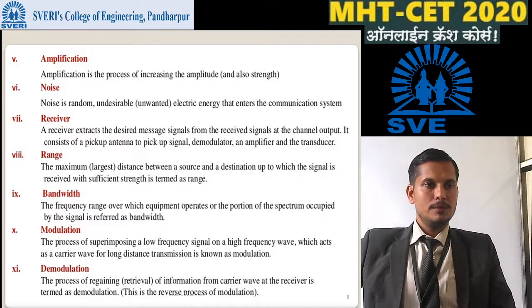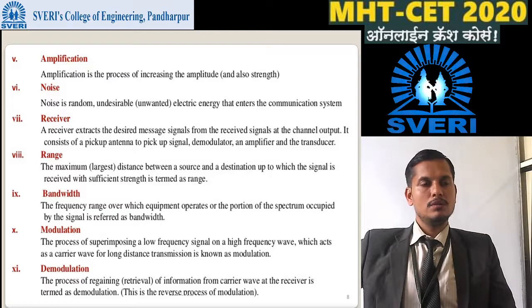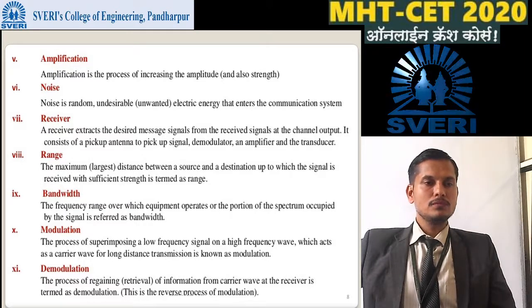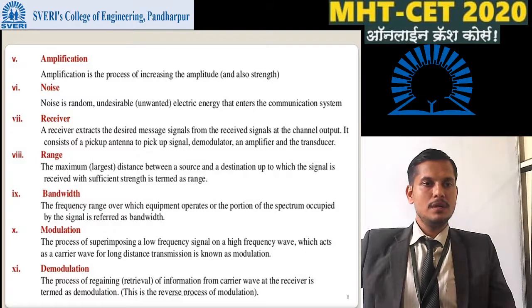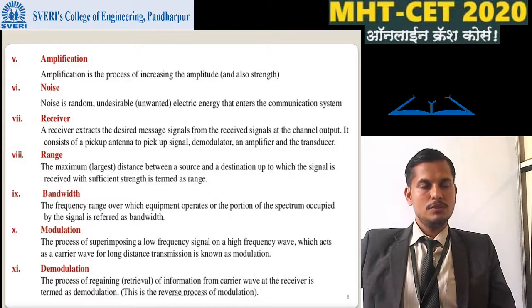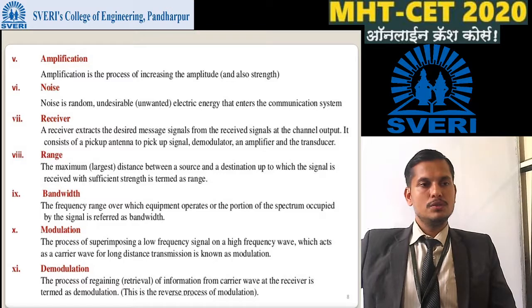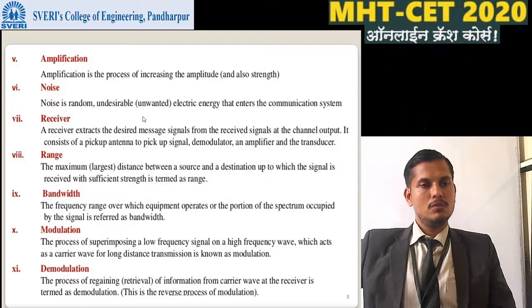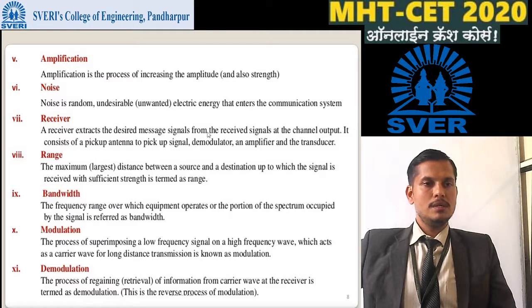Next, amplification. Amplification is the process of increasing the amplitude and also strength. So if the signal strength is weak or some noise effects are there, we amplify that signal. So amplification is nothing but the process of increasing the amplitude and also strength. Next is noise. Noise is random, undesirable, that is unwanted, electrical energy that enters the communication system. So because of some changes in the communication channel, this noise occurs. So noise is nothing but unwanted sound or unwanted signals. It is a random, undesirable electrical energy that enters the communication system.